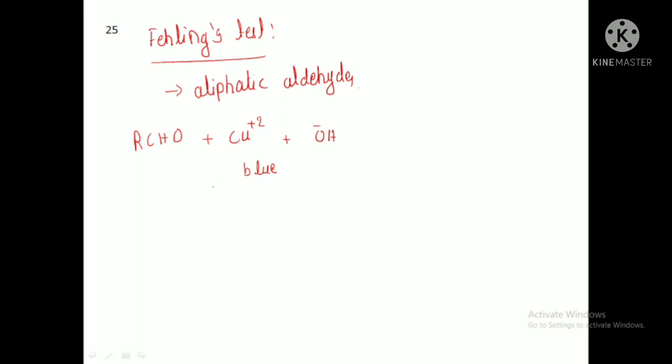So this is given by aliphatic aldehydes. This test is given by aliphatic aldehydes. So what they will do is, aliphatic aldehydes, RCHO, will react with Fehling's reagent which contains copper plus 2 in the presence of OH minus. This Cu plus 2 is a blue colored solution, that is, Fehling's reagent is a blue colored solution, and they will form RCOO minus plus Cu2O plus H2O.